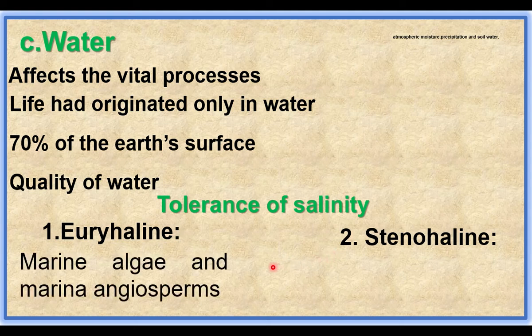Marine algae and marine angiosperms have the tolerance of wide range to salinity. Plants of estuaries are stenohaline. They have narrow range of tolerance of salinity.